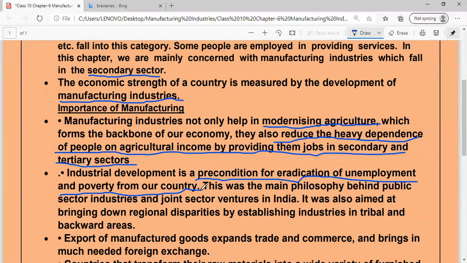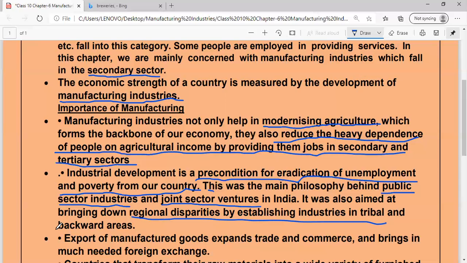This was the main philosophy behind public sector industries and joint sector ventures in India. Public sector industries means government sector industries. The government is investing money without looking at profit. So we can start industries anywhere in our country, even in backward areas, because the aim of government is not profit but social welfare. People living in backward areas will get jobs, their income would improve, and employment opportunities will be generated. It can also bring down regional disparities and regional imbalances by establishing industries in tribal and backward areas.